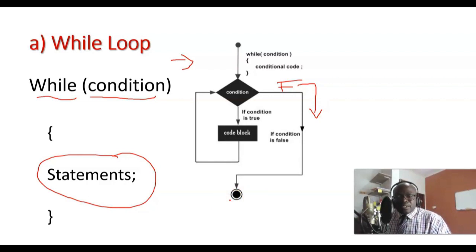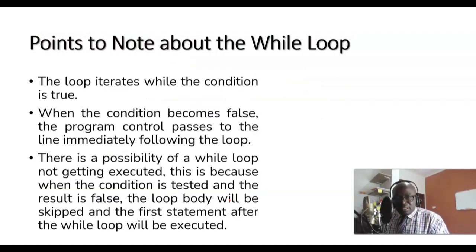Now let us take note of the following about the while loop. The loop iterates while the condition is true, and when the condition becomes false, the program control passes to the line immediately following the loop. Then there is a possibility of a while loop not getting executed.